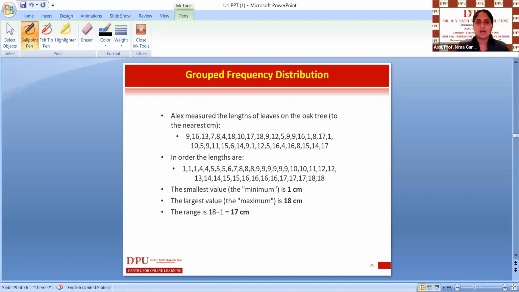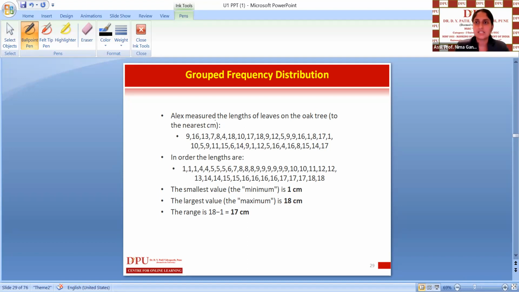Okay. So if you have data like this in which Alex measures the length of leaves on an oak tree to the nearest centimeter. So he's measuring the length of the leaf. Okay. So 9, 16, 13, 7, 8, 4, 18. These are the values in centimeters you have. So in order, the lengths are, so you are finding how many times the numbers are repeating here. So this is your raw data, right? So from 9 to 17 is your raw data.